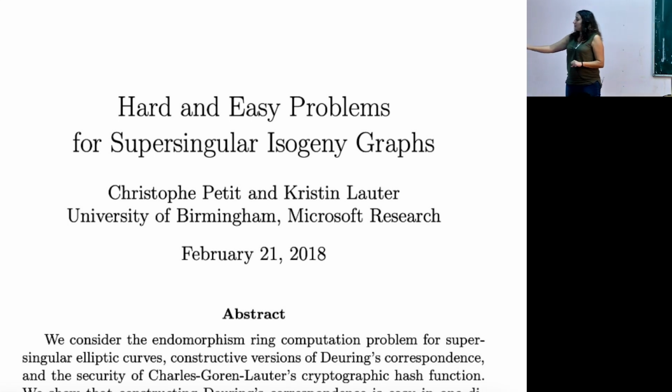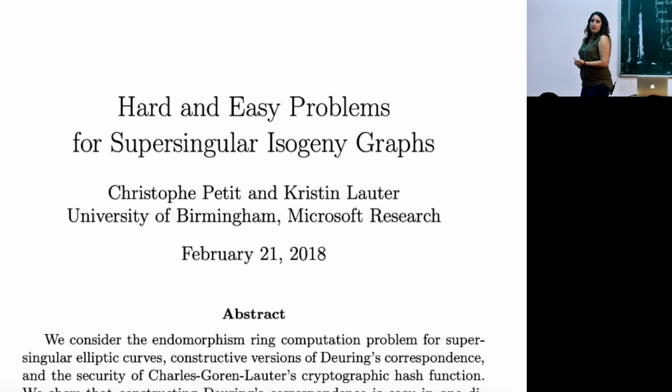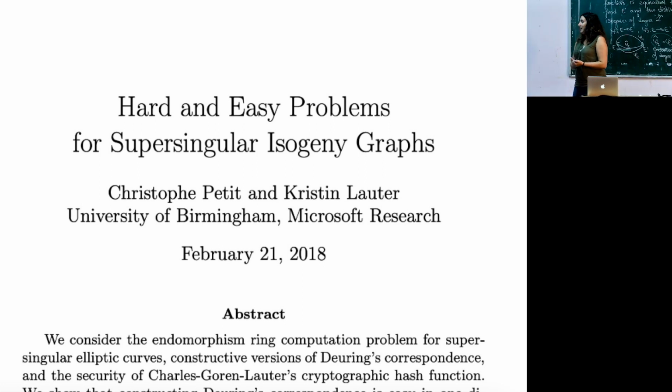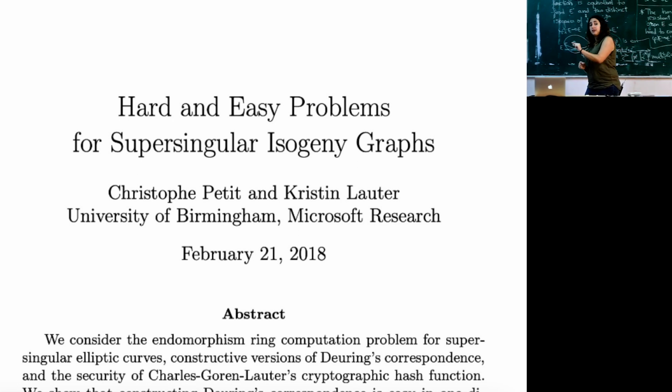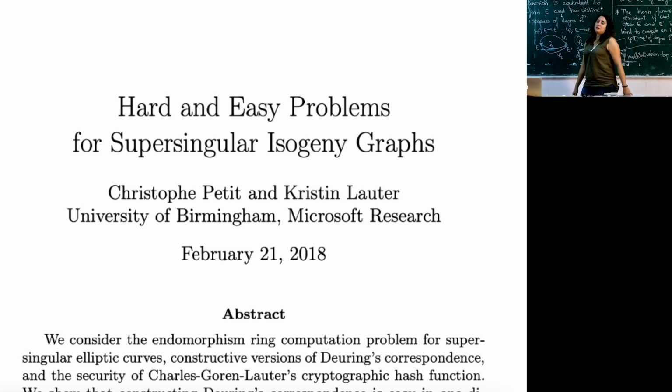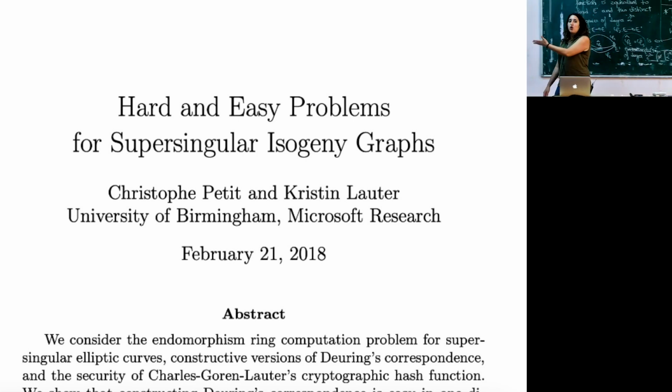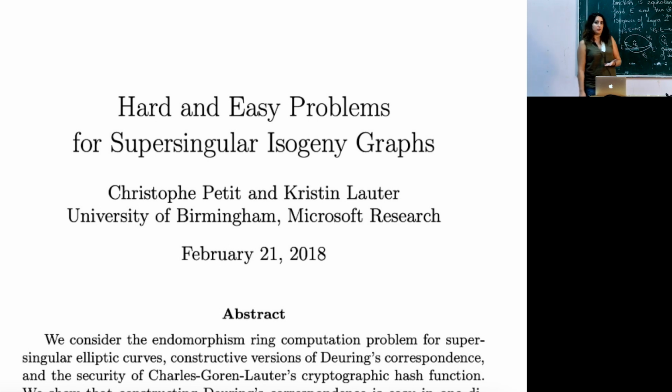And they prove also that the hash function is not collision resistant, so it is not good, when the starting supersingular elliptic curve has a known endomorphism ring. So if we know the endomorphism ring of the starting curve, that hash function is not good because it's not collision resistant. Okay, so now I'm sure you wonder what the endomorphism ring is.